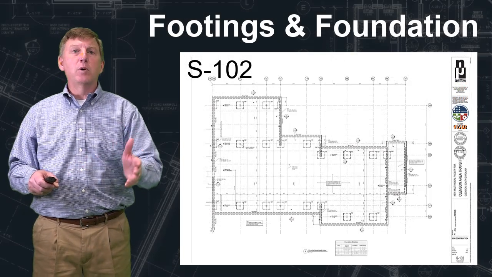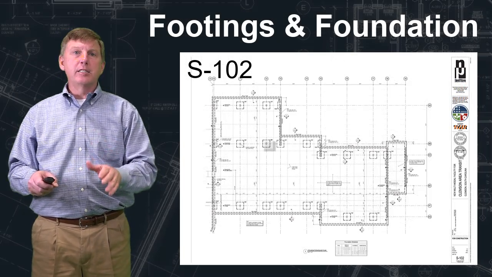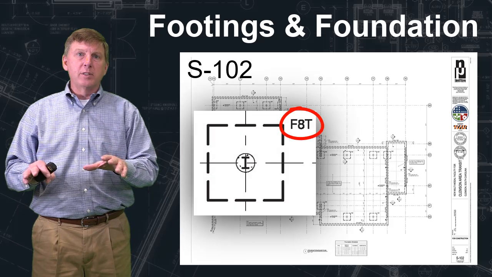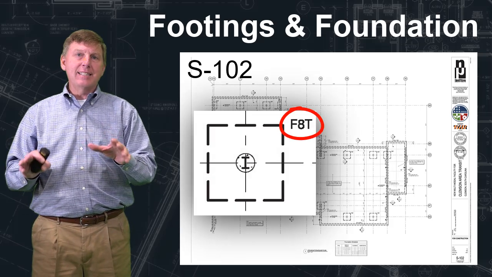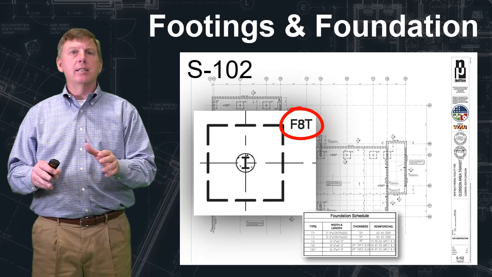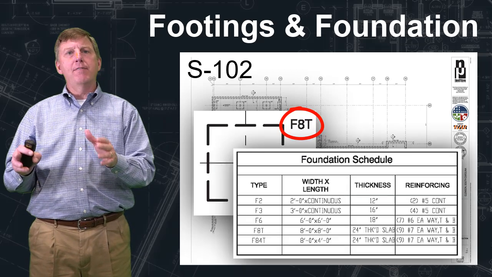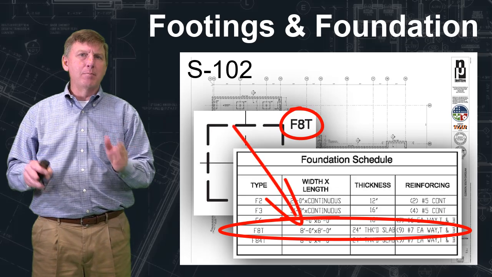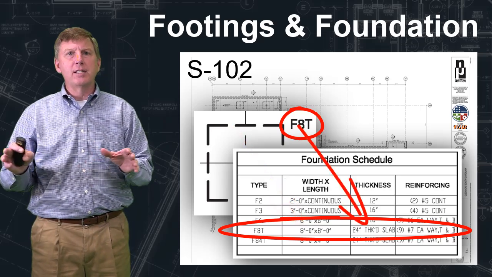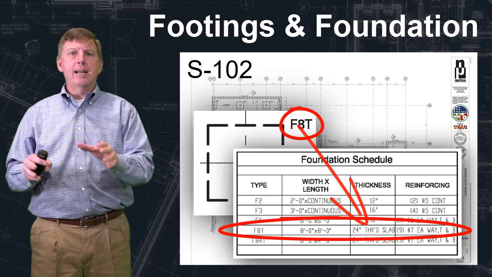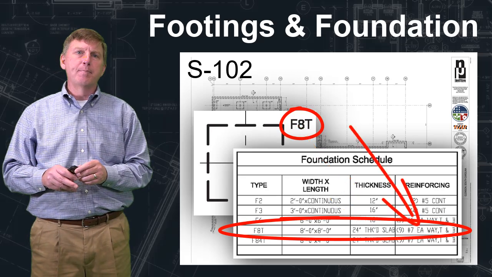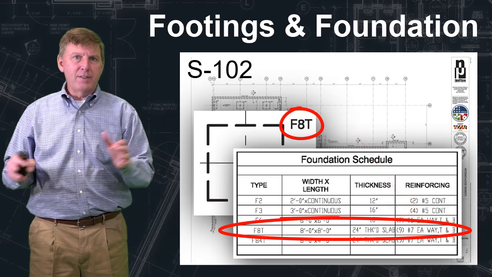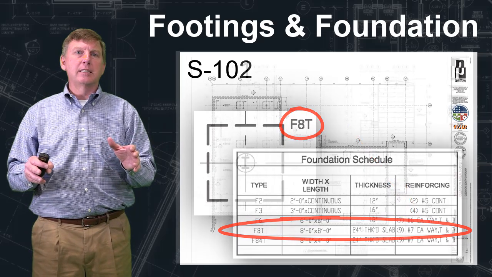All right, let's try this again. Let's flip over to S102. And here we can see some more footings with the designation of F8T. Once again, let's find that schedule. Look up F8T, see what it says about it, and we can see that this is an 8 foot by 8 foot by 2 foot thick footing. And it has number 7 rebar in it. So it's that easy to find the details for these various things.